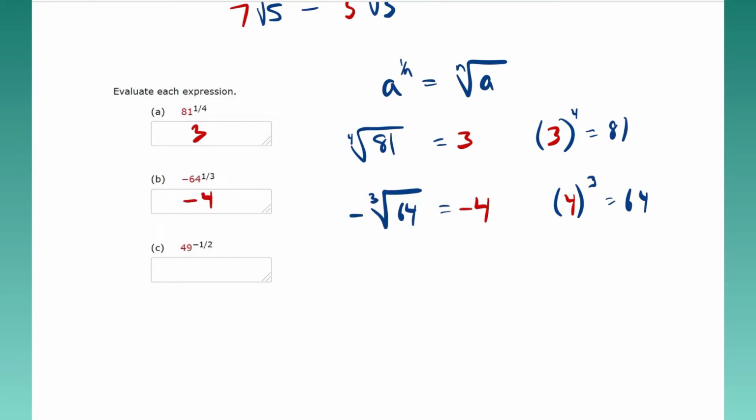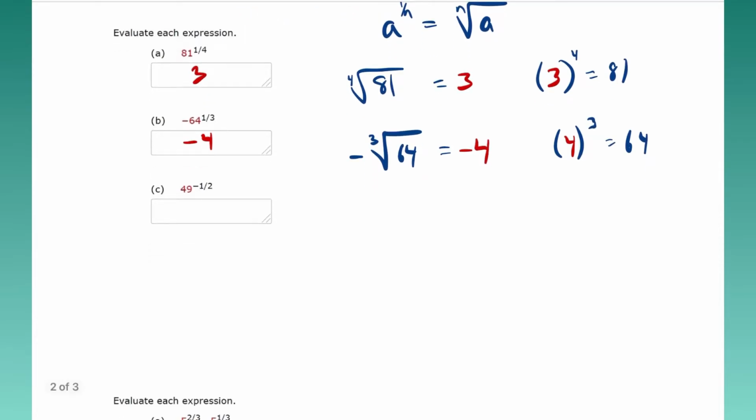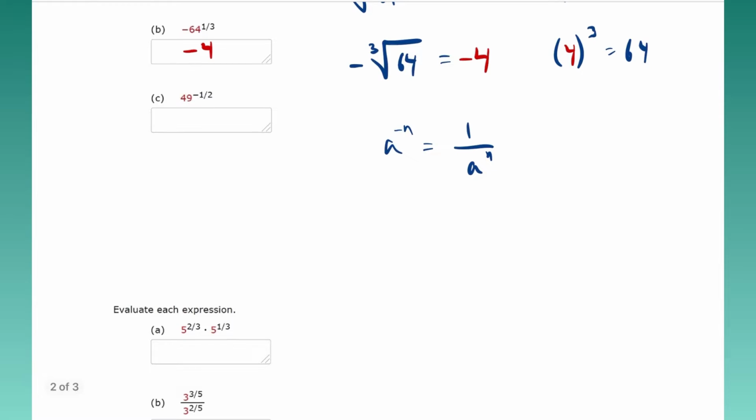The next one, we have to use a property that says any exponent that is negative can be rewritten as a positive exponent by taking the reciprocal of the expression. So you take the reciprocal of it, and the exponent becomes positive. So in this case, we have 49 to the negative 1/2 is the same thing as 1 over 49 to the positive 1/2. And the 1/2 power is the same thing as the square root of 49, which is 7.